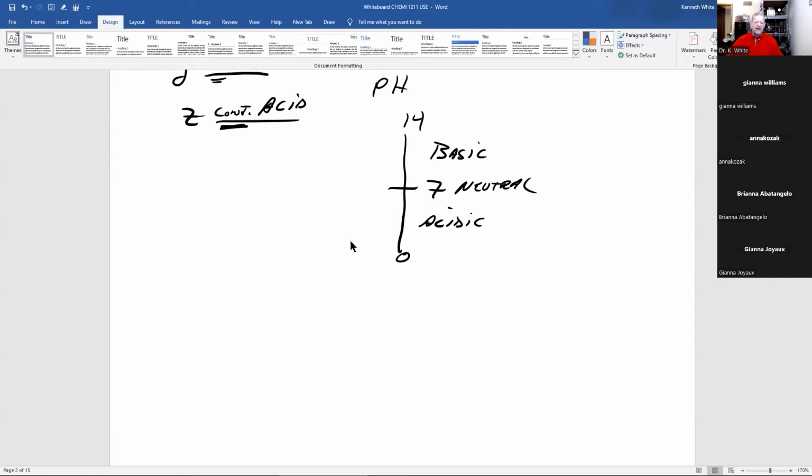And here we have the pH scale, which you should know. Hint, big hint, you should know. And it goes from 0 to 14. And halfway in between, 7 is called neutral. Below 7 is acidic. Above 7 is basic. And acid rain had a very low pH.